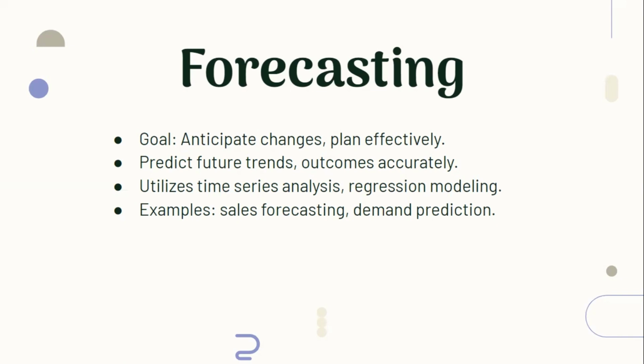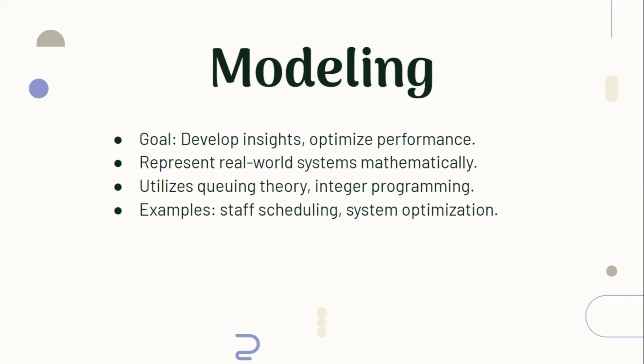With this, we move on to the fifth and final objective of OR, which is known as modeling. The goal of modeling is that you develop insights into the system you're making, then you optimize the performance, and you do all of this mathematically by representing real world systems. Modeling is basically the process of representing real world systems, processes, or phenomena using mathematical and computational models.